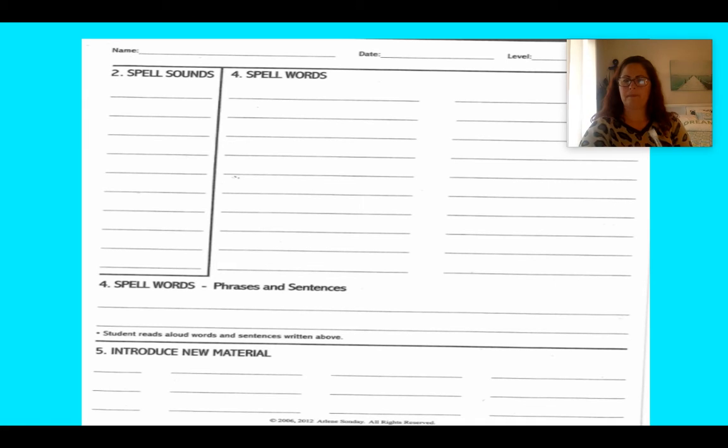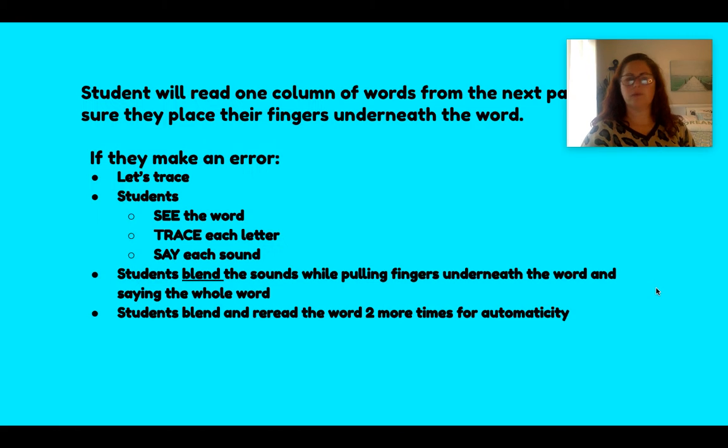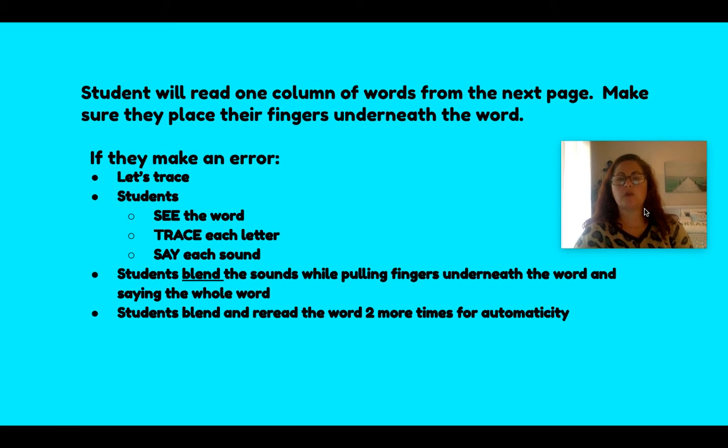Okay? All right, so now the students are going to read one column of words from the next page. Make sure that they place their fingers underneath the word. Now, if they make an error in this section, you would say, let's trace. Make sure that they're looking at the word and have them trace each letter and say each sound while they blend, pulling from underneath. For example, say they made an error on the word hat.